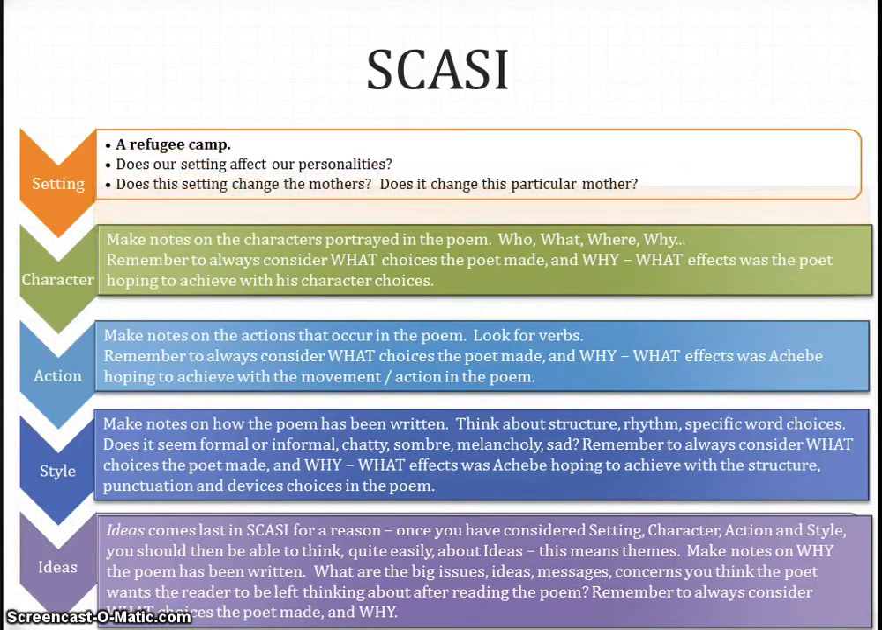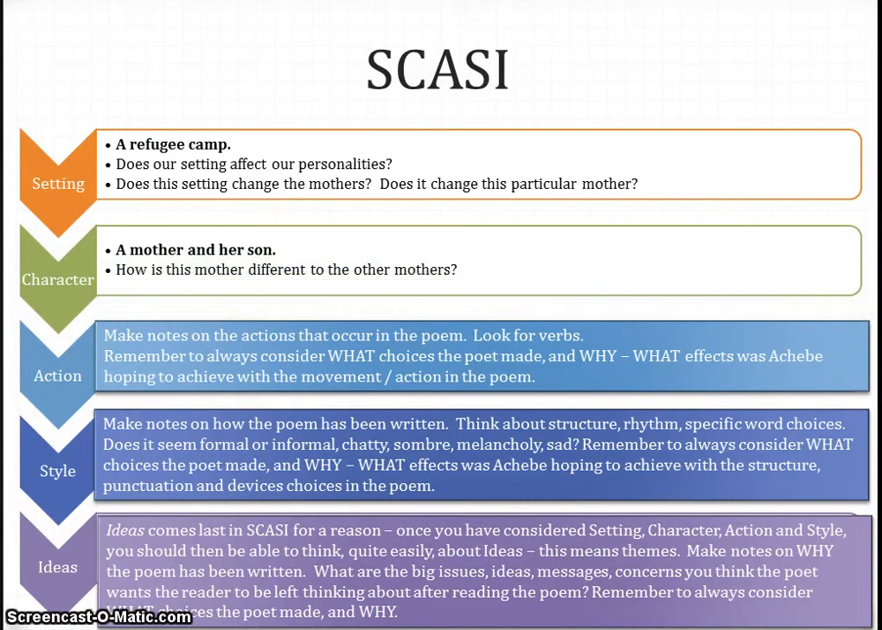For setting, did you think about the obvious? It's set in a refugee camp. However, have you considered how the setting might change our behaviours, might affect our personality? Think back to our original screen where we had the image of the mother and child, and then we changed it into a different setting. Is this poem saying something about the mothers, particularly in refugee camps? Do they become tired? Do they become despondent and dispassionate towards their children? Or do we still see an even more fierce love in the face of such devastating circumstances?